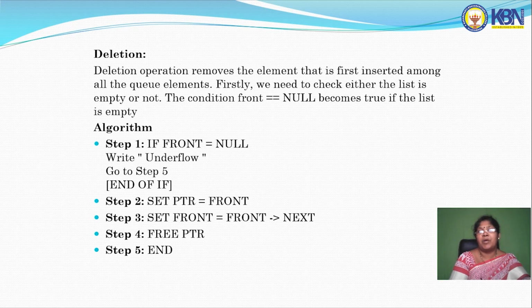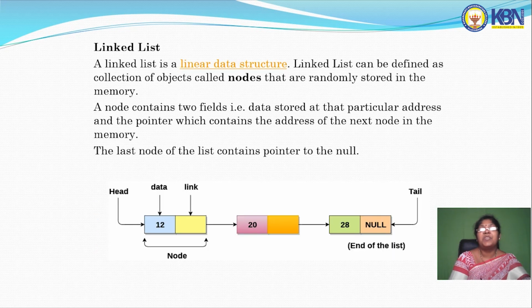So it's an ending part. Otherwise, set ptr equal to front, set front equal to front next. So automatically the ptr part will be freed and the next part will become the head of the queue. Now after that, go for the next one, linked list.